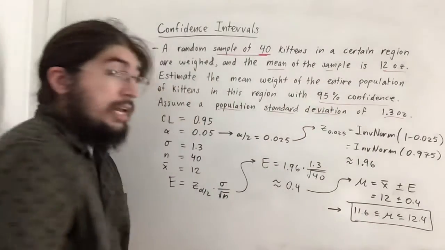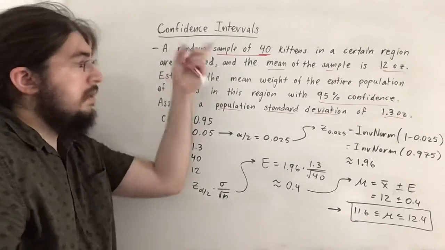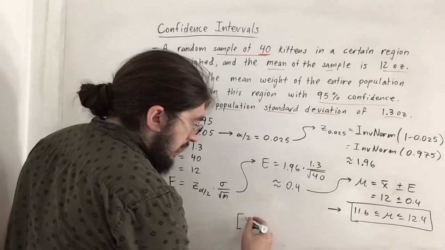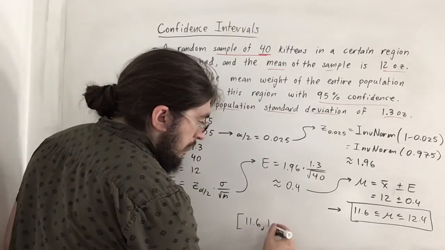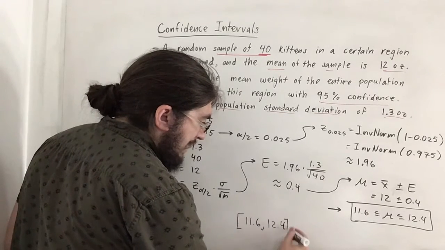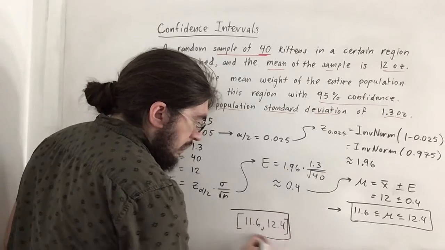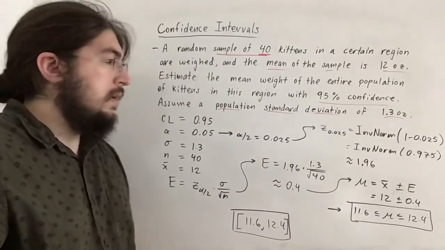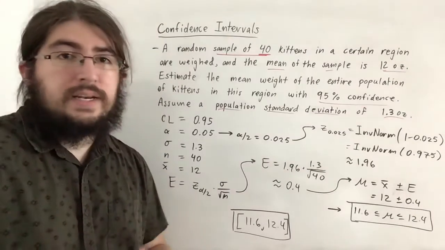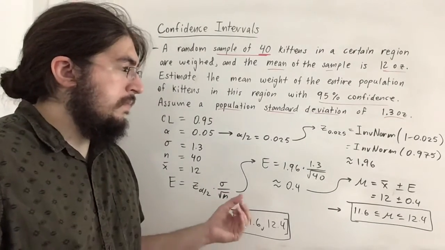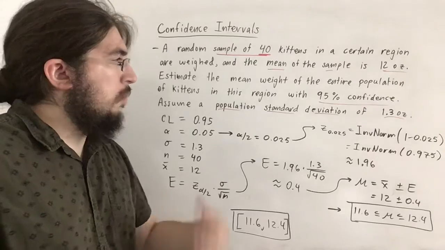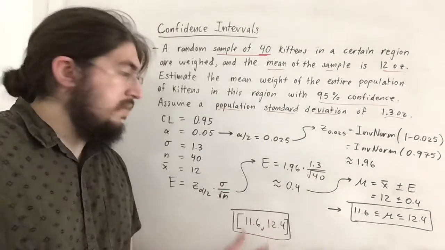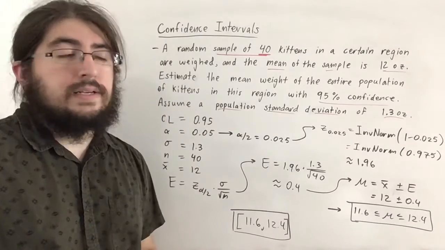If you wanted to write it in interval notation, hence the phrase confidence interval, you can write it as 11.6 comma 12.4 surrounded by brackets. This is another way of writing this. Essentially we're saying that the mean is in between these two values. In other words, we're 95% confident that the population mean of weights of kittens in that region is in between these two values, given our sample of 40 kittens.